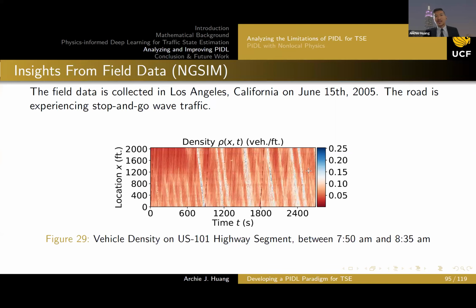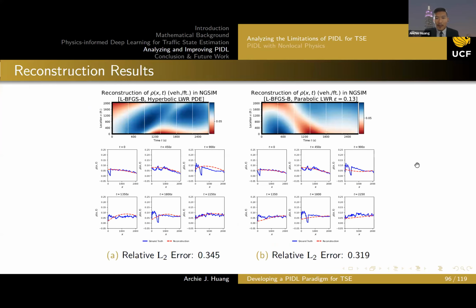Now we move on to a case study where we use the field data. Again, this field data comes from the Next Generation Simulation. We use the velocity and the density on a US 101 highway segment in the morning rush hours. From this figure, we are able to see the shock waves propagating during this morning rush hour time. And here is the reconstruction result.